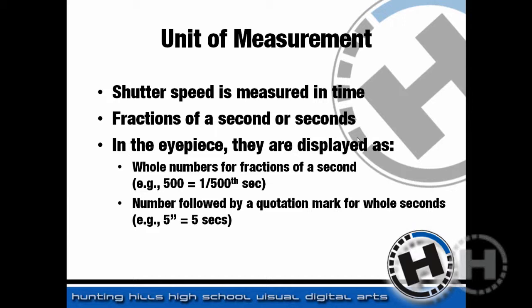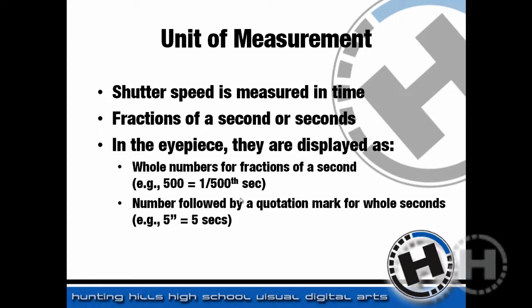It sounds a little bit confusing, but in the eyepiece, when you're looking at the light meter in the bottom left-hand corner, your fractions of a second are actually displayed as a whole number. A good example of this would be 1/500th of a second. On the back of your camera, it's going to say 1/500th of a second, but inside the viewfinder, it's going to display that as 500. So there's a little bit of a difference there.